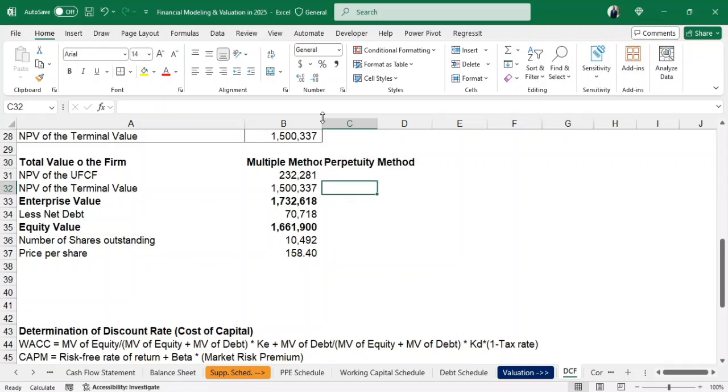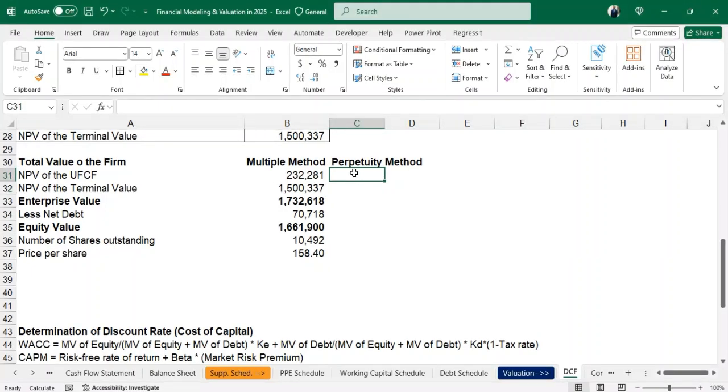So the perpetuity method is based on a typical perpetuity. Now when we talk about perpetuity, we are talking about constant cash flows into infinity. So you are receiving cash flows forever. That is perpetuity. So this method is saying that we are going to be receiving a constant amount of cash flows in infinity.